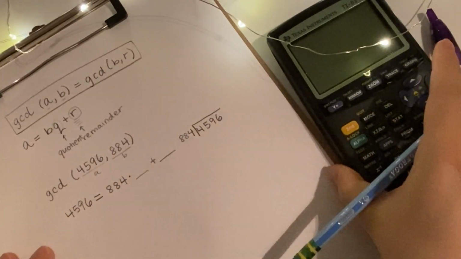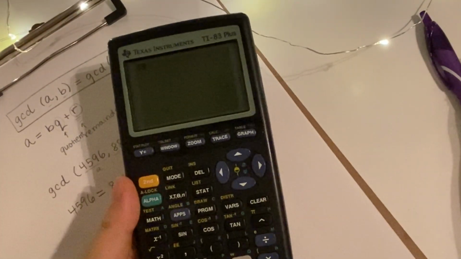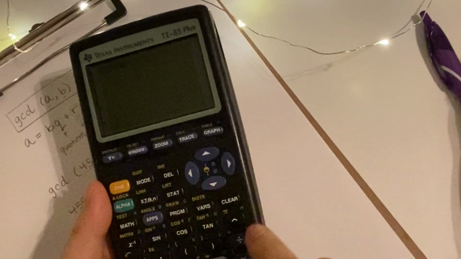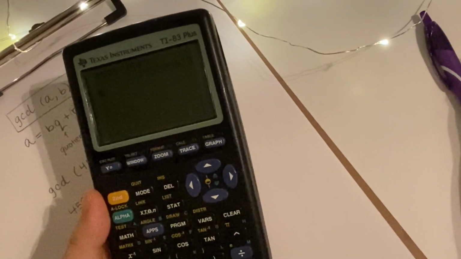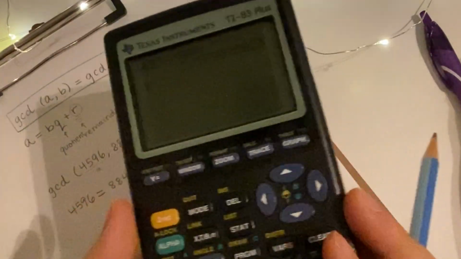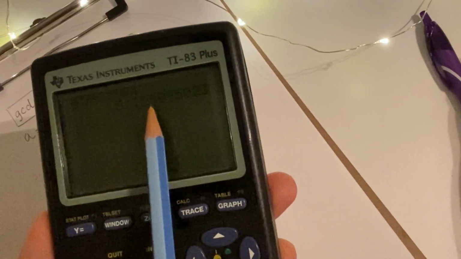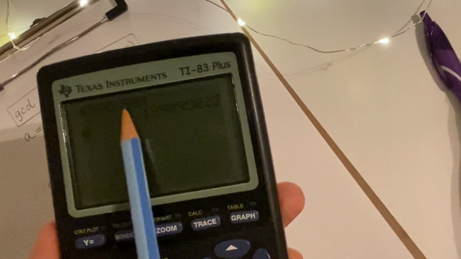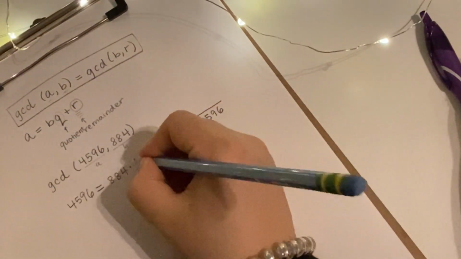I'm not going to do that though. I'm just going to go ahead and use my calculator. So I would do 4596 divided by 884, and I get 5.199. Can you see that? 5.199. So that means, rounding down because you want the largest but not exceeding, you would do 5.